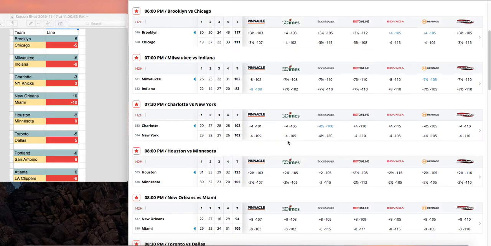A 7-point differential is a very good differential number in NBA when you're handicapping sides. So that means they're saying Charlotte's going to lose by 4. We're saying Charlotte should win by 3. So this would be a play. And you could actually see that Charlotte actually won this game 103-102. So that would be a win.